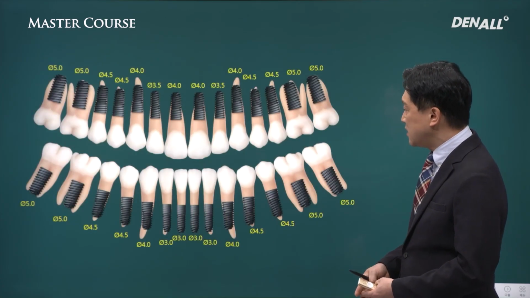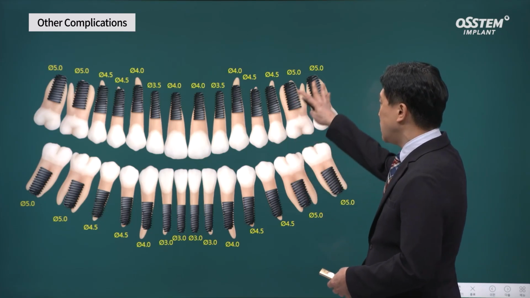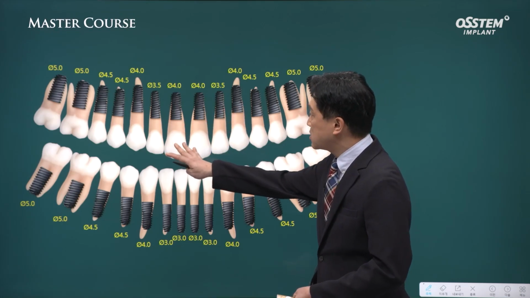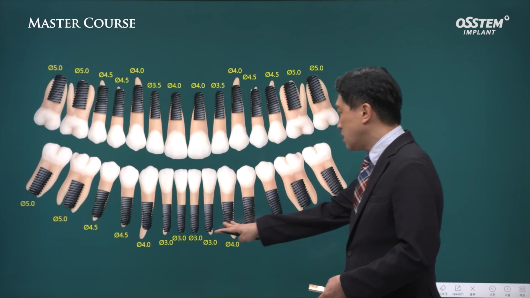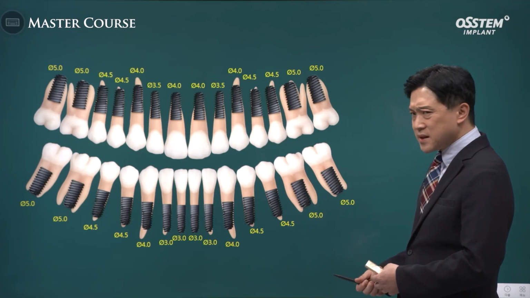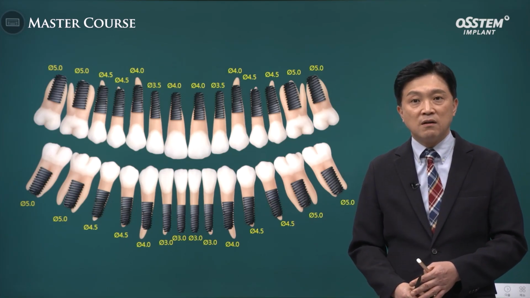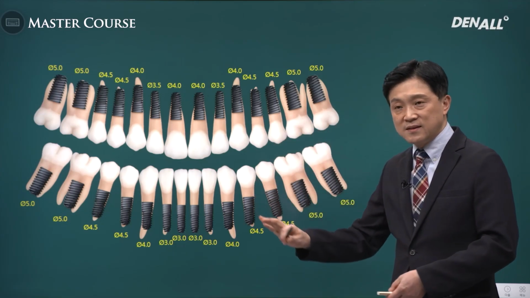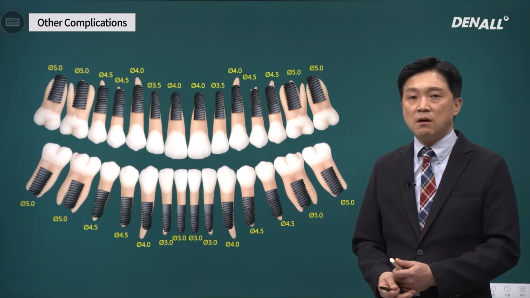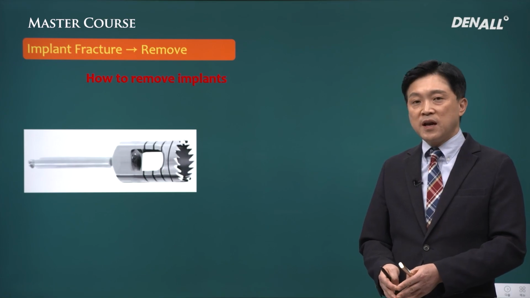This is the recommended implant diameter for different areas. In the case of molar area, 5 mm diameter is recommended, and in the case of upper anterior, except for number 2, 4 mm is recommended. In the case of lateral incisor, 3.5 mm is recommended. As for lower anterior, 3 mm diameter is recommended. If possible, placing larger diameter implant is more favorable, realistically. If you place implant that is larger than the recommended diameter, it will be more favorable in terms of implant fracture prevention. Now we need to talk about implant removal.